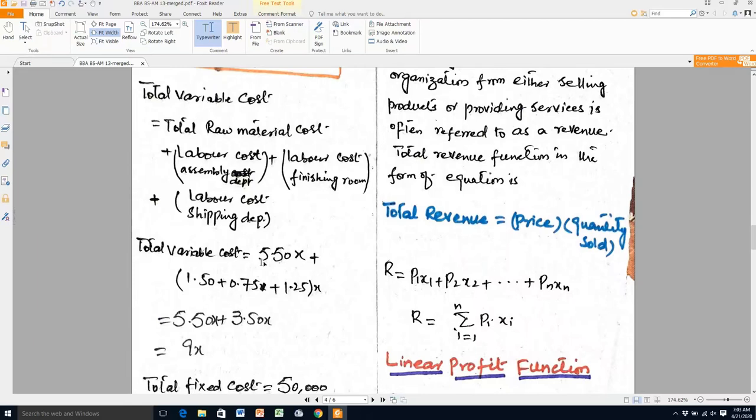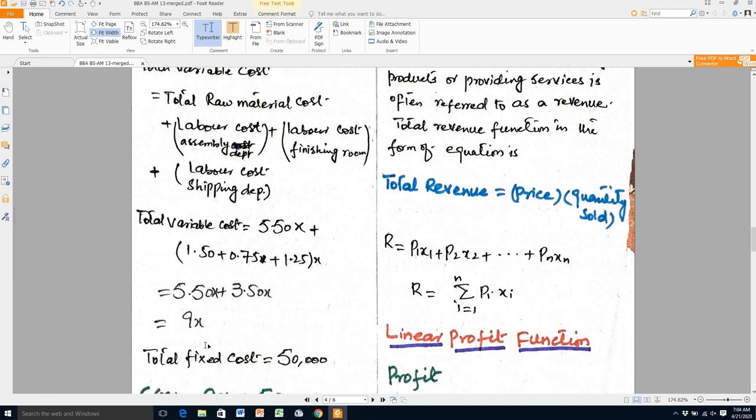So total variable cost is equal to how much each unit bears: raw material cost is 5.50, labor cost in the assembly department is 1.50, in the finishing department each unit bears 0.75, and in the shipping department 1.25. When we add these, 5.50x plus 3.50x, it is a total of 9x. So our total variable cost is 9x.